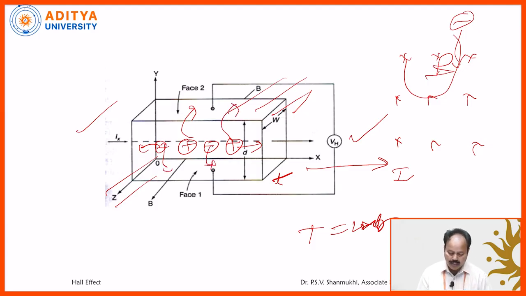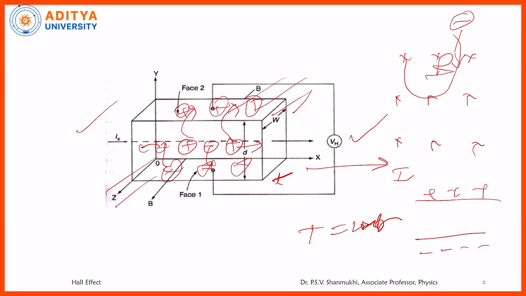After some time, what happens? Holes are accumulated on the upper surface and electrons are accumulated on the lower surface. Now the upper surface resembles a positive plate, and the lower surface resembles a negative plate. It is just like a parallel plate capacitor of width W. Automatically an electric field is developed there, E_H, which is called the Hall electric field. Voltage is developed there, denoted by V_H, the Hall voltage.